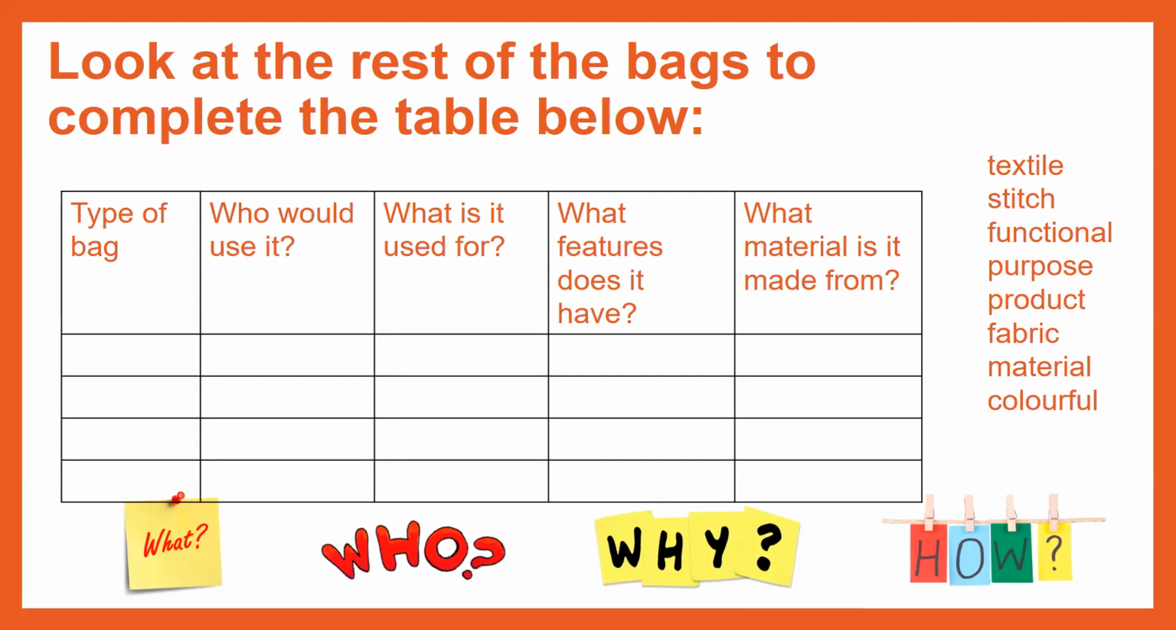You might also like to think about using some of these vocabulary words. So you've got textile, stitch, functional, purpose, product, fabric, material, and colourful. So I'm going to stop sharing my screen just here, and I'm going to go and show you the actual sheet that you will be completing together for today's activity.